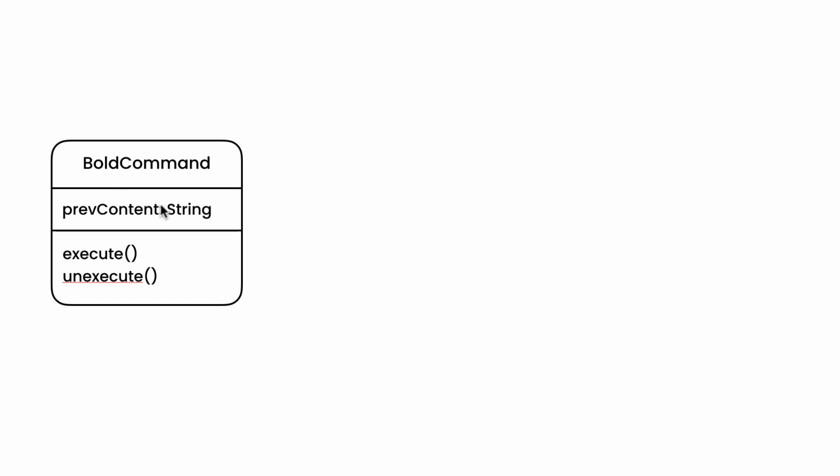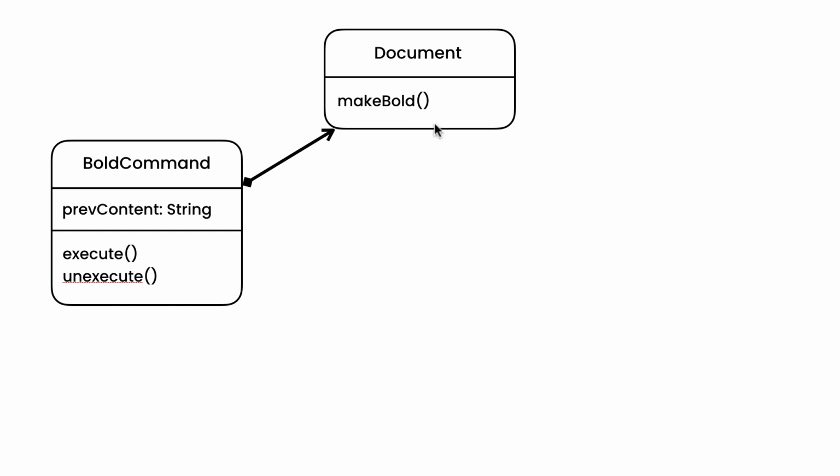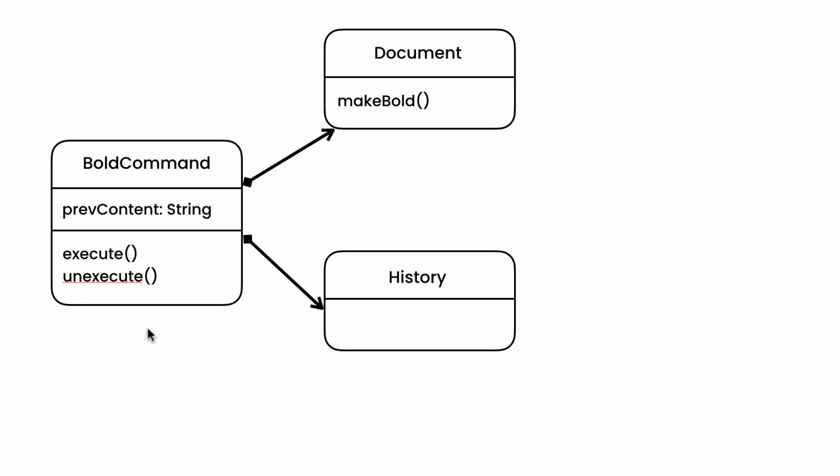Now this command object needs to talk to a document object. This is where we implement the actual business logic. So our document class is going to have a method like make bold. And when we call the execute method of this command, the object is going to forward that request to the document object, okay? Now, our command also needs to talk to a history object. This is like the history object you have seen before. It has two methods, push and pop. Pretty straightforward.